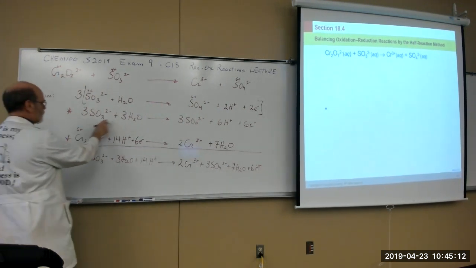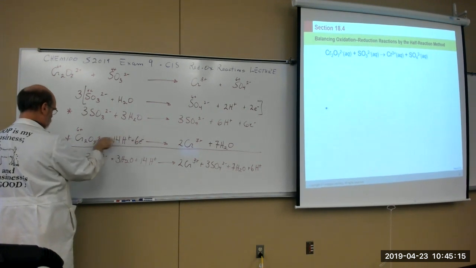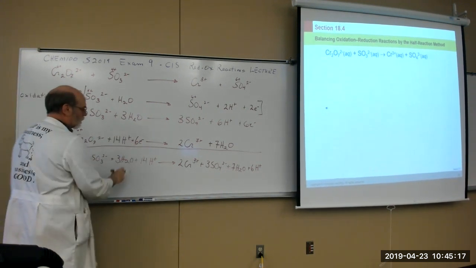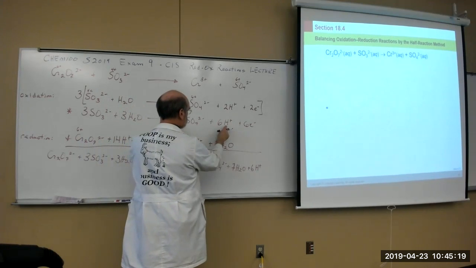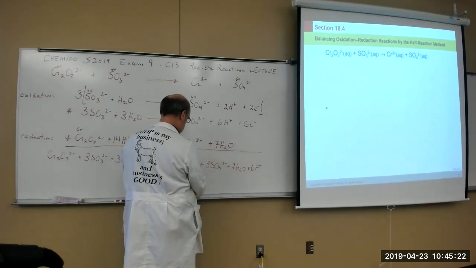Let's see, that was 1, 2, 3, 4. On this side we had 1, 2, 3, 4.